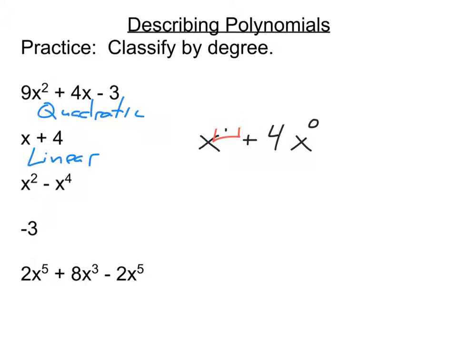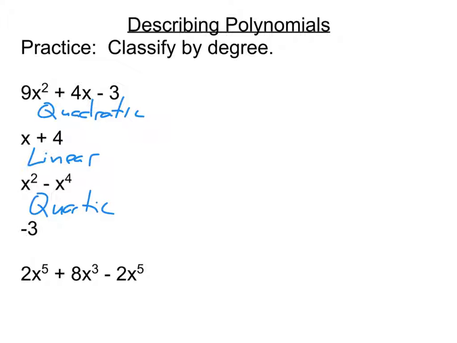All right, for the next one, x squared minus x to the 4th. Now typically, the highest exponent will be the first one. If we're keeping with really good form, that'll be the case. But it's not always written that way. Because in this case, yeah, the 4 is your highest exponent. Therefore, we are going to call that quartic.